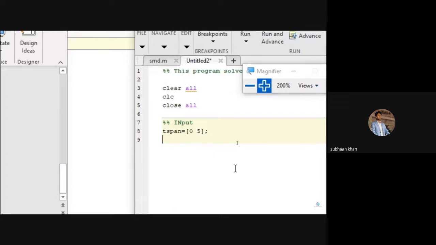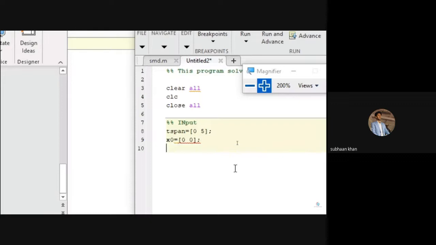Another one, I need to provide an initial condition. I'll write here x0 as an initial condition. In this initial condition, I have to give two values. One is the x1 value. Initially, I'll put 0 for both the values, and x2. Then after doing this, I have to call upon logic.